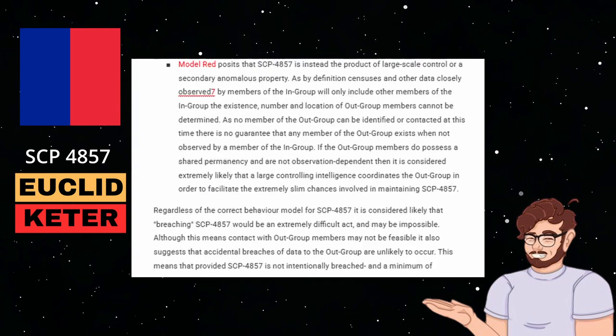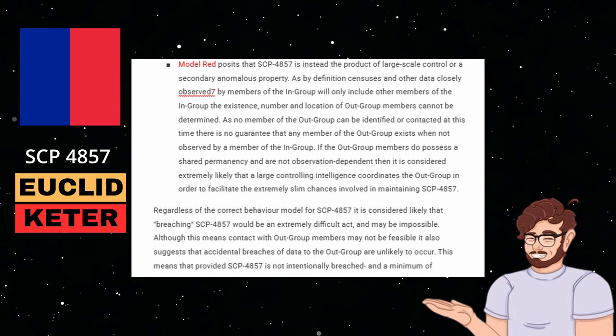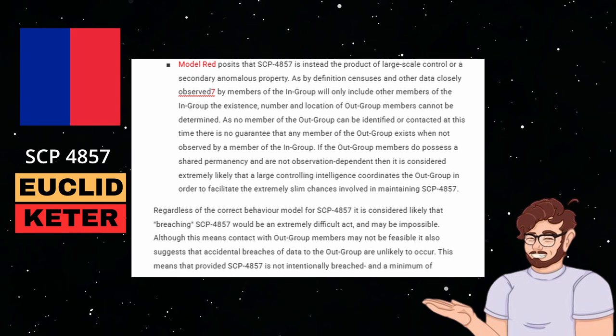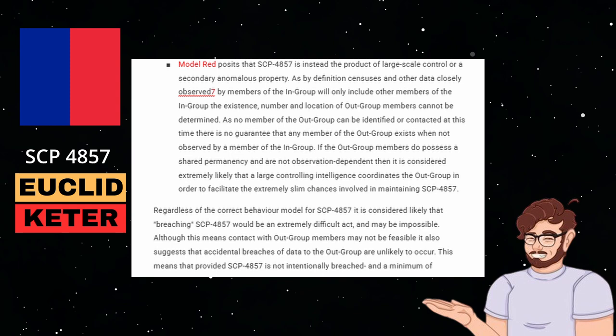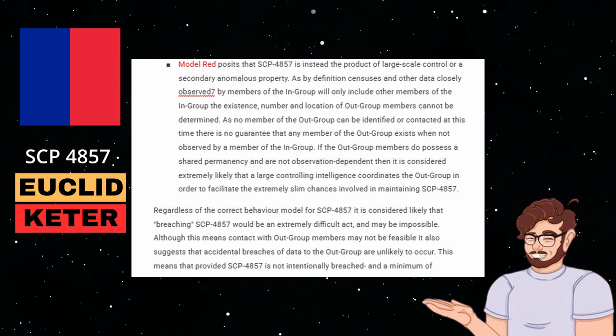Model Red posits that 4857 is instead the product of large-scale control or secondary anomalous property. As by definition, census and other data closely observed by members of the in-group will only include members of the in-group.